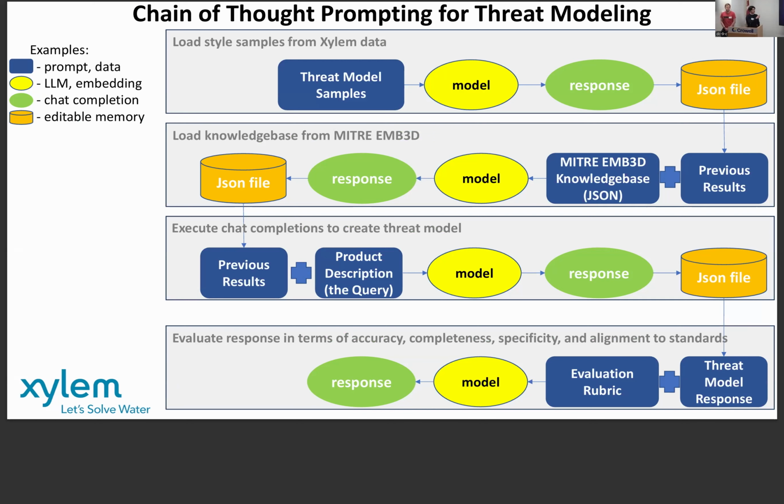to then include with, where it says product description in the query, that's the new product that they're going to be making. So they include that along with old examples of threat models and Embed artifacts, so they can put that through an LLM and get a new threat model response that includes mappings back to MITRE Embed, but also back to their own proprietary information in their old threat models, which they can then run through an evaluation rubric and get a response.